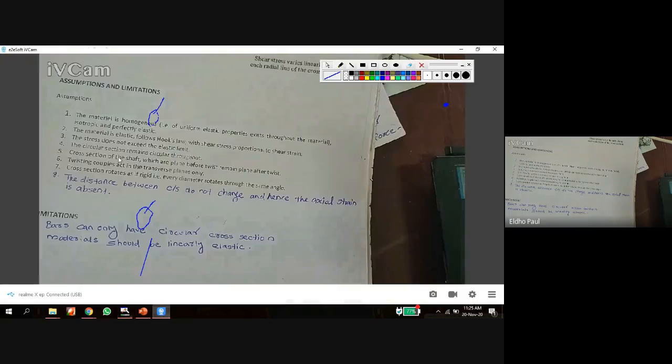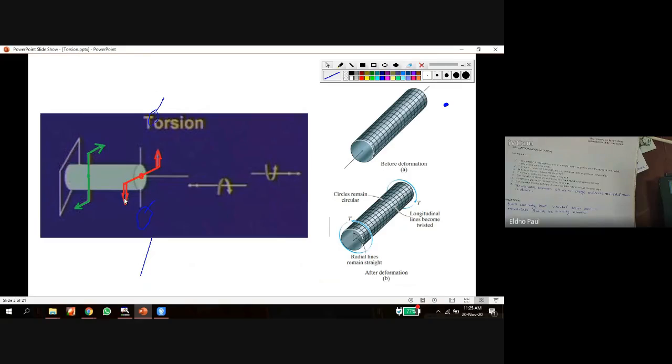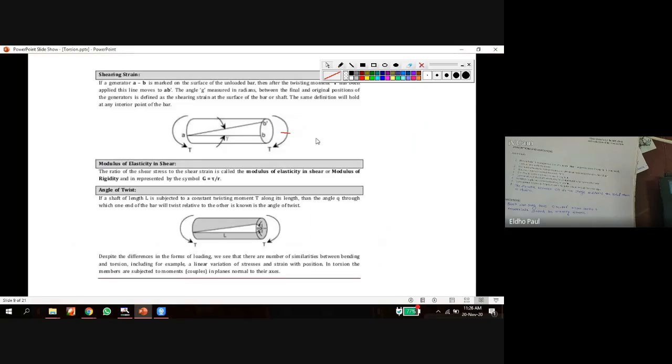And the next one is that the twisting couple acts in the transverse direction. We already discussed the twisting couple. It is acting in the transverse direction, not along the longitudinal axis. That means the twisting is not applied like this. Along the longitudinal axis there is no twisting couple. Only the twisting couple is acting in the transverse direction. That is another assumption.